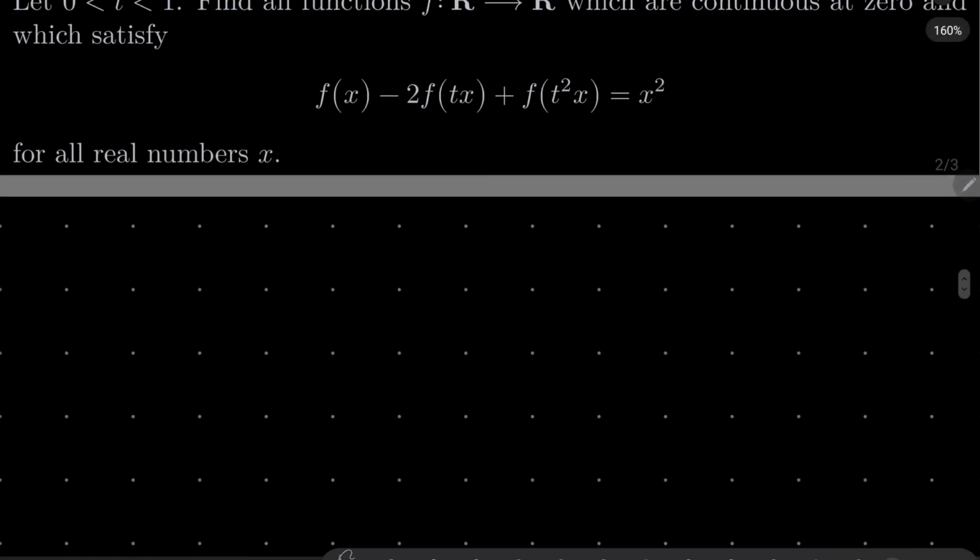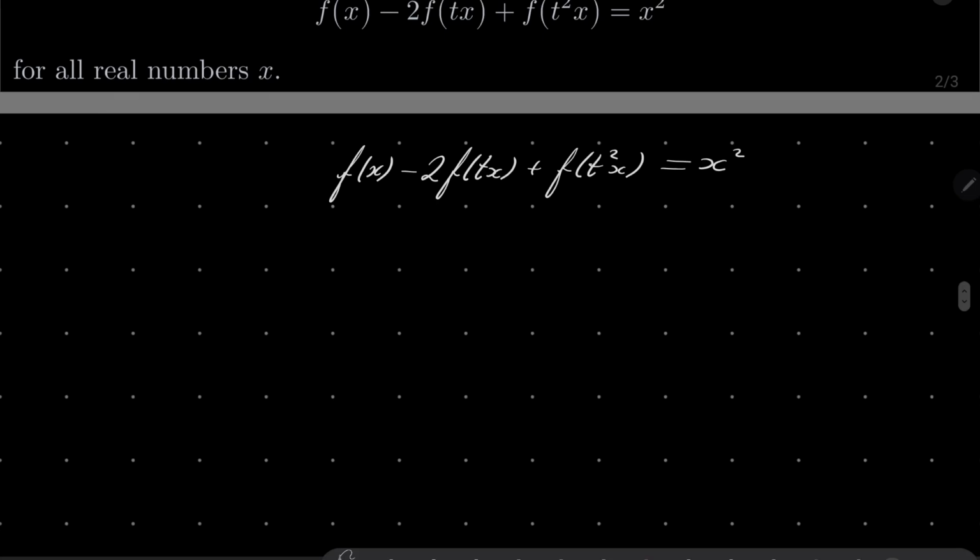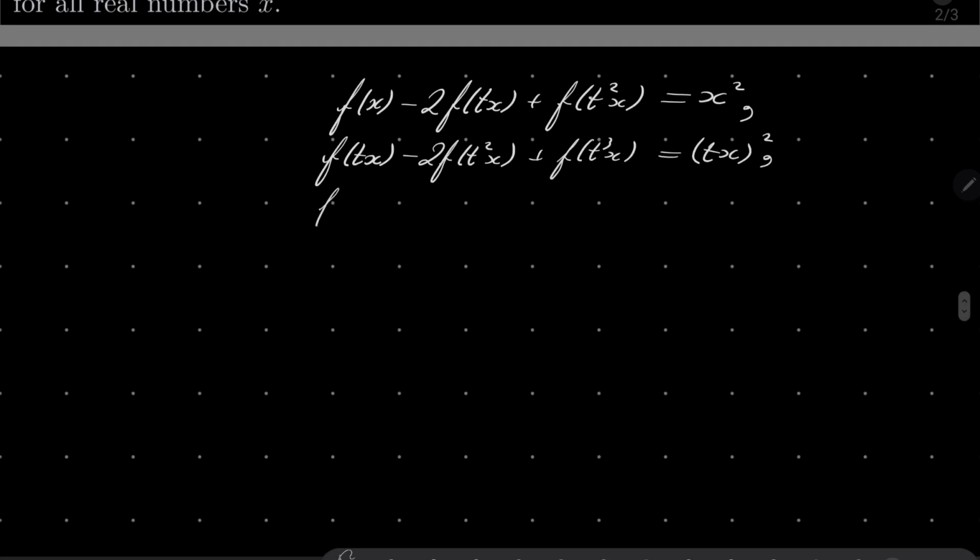Right, so let's take our equation. Here it is. And now what I wish to do is to replace, first, every occurrence of x by tx. We will get the following. Then let's replace again every occurrence of x by tx, and we will get the following line.